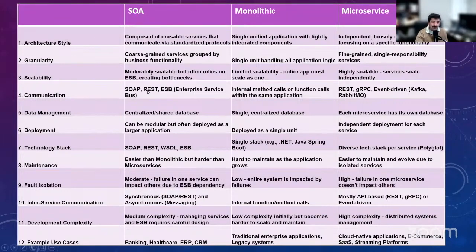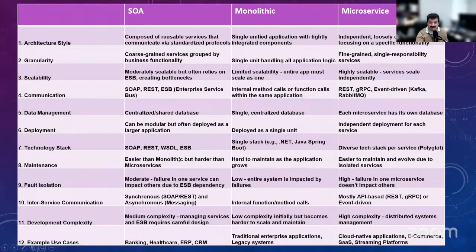Communication: SOA used REST, ESB. Monolithic is everything in the same application, so there is no communication. As I discussed, microservices use REST, gRPC, and also event-driven architecture. Databases is interesting: SOA can have centralized or shared databases, monolithic has a single database. In an ideal microservice architecture, every microservice should have its own database.